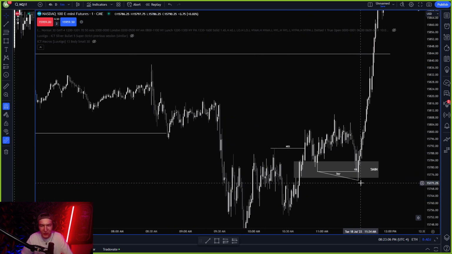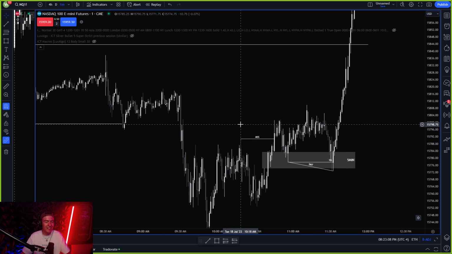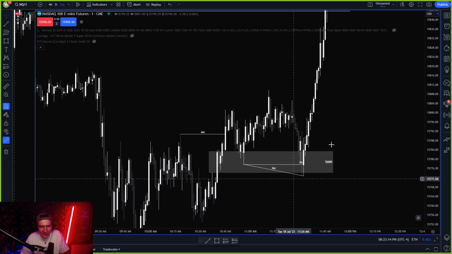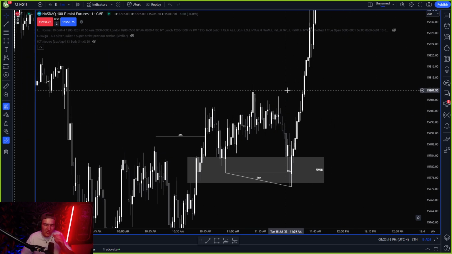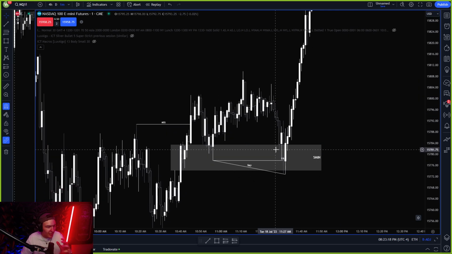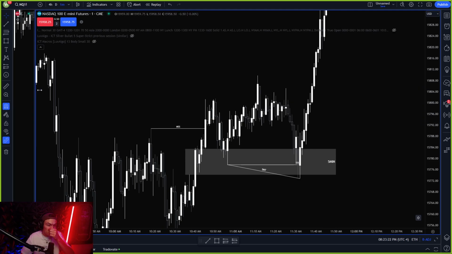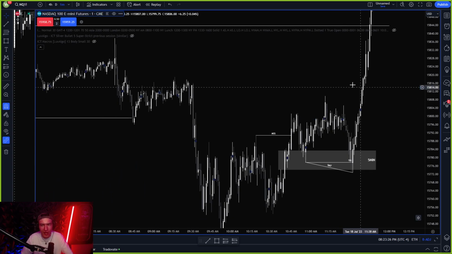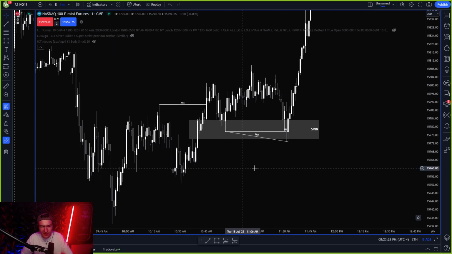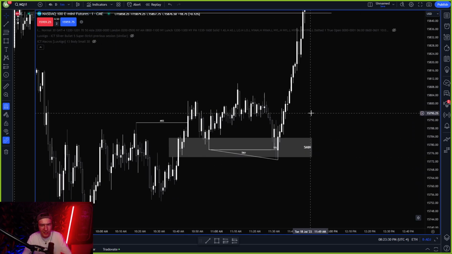Anybody that tells you that the markets aren't based off of algorithms, this is literally an institutional entry drill. It cannot be more clear than this. So what I want you guys to get out of this is not being scared by this. Learn to recognize and think like an institution. This is how I want you to think.